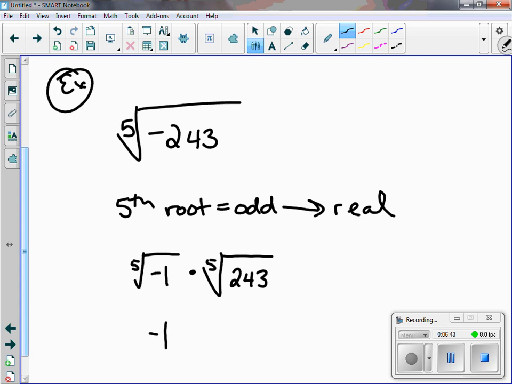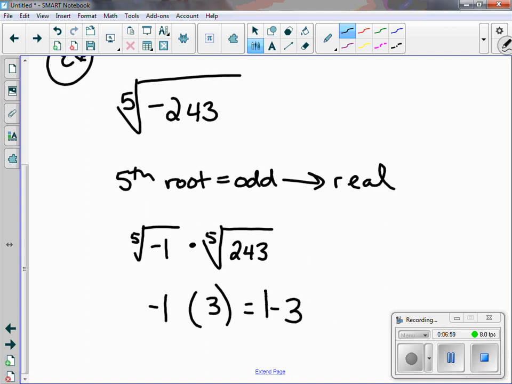Just grabbing my calculator, sorry. I don't know this off the top of my head. So the fifth root of 243, if I break that down, is 3. Now I can multiply those two together to get a negative 3 as my fifth root of negative 243. In terms of when it wouldn't exist, it would be like if we had a square root of negative 243, because we would have to have that negative number.